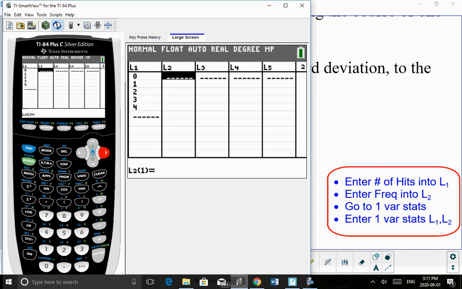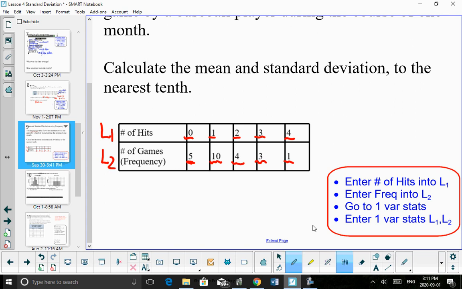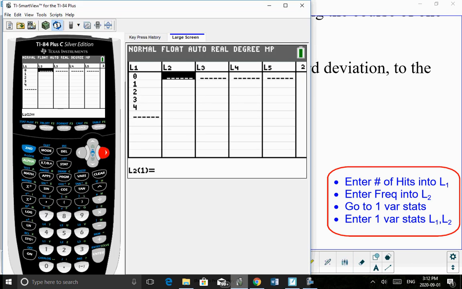And under list 2, we're going to put the frequencies. Now, the frequency will always go into list 2, every single time. So if you're not sure what should go into list 1 or list 2, always put the frequency in list 2. Okay? So 5, 10, 4, 3, 1.